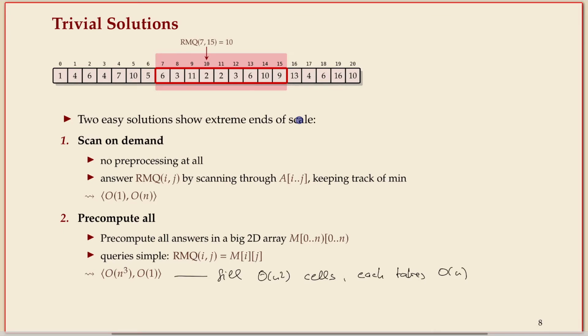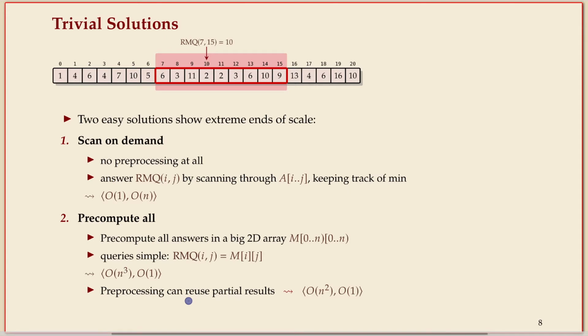We can do a little better than that. We can do the pre-processing a little smarter, and then we get it down to at least quadratic. Would anyone like to guess how we do this? It's nothing very fancy.